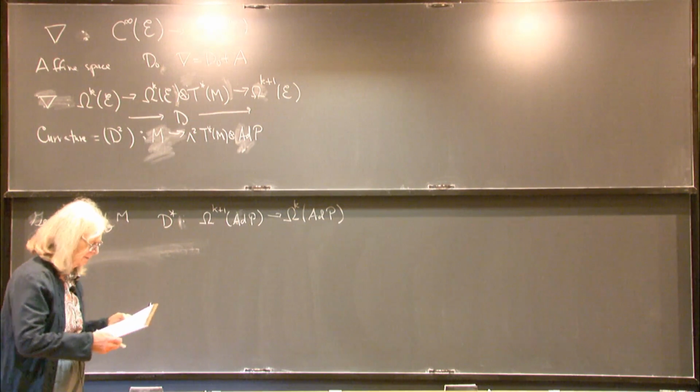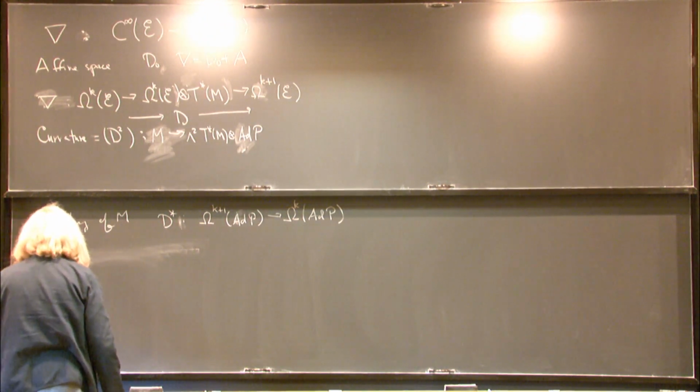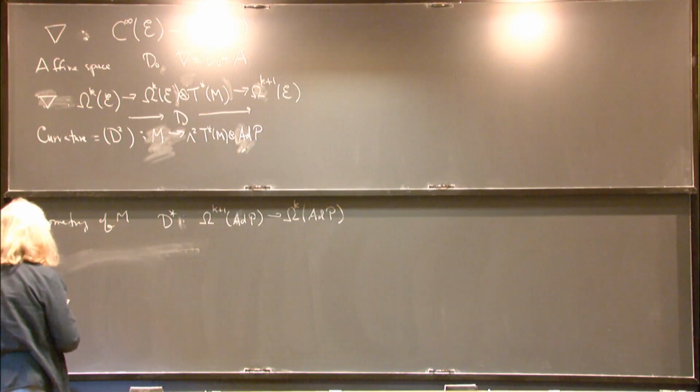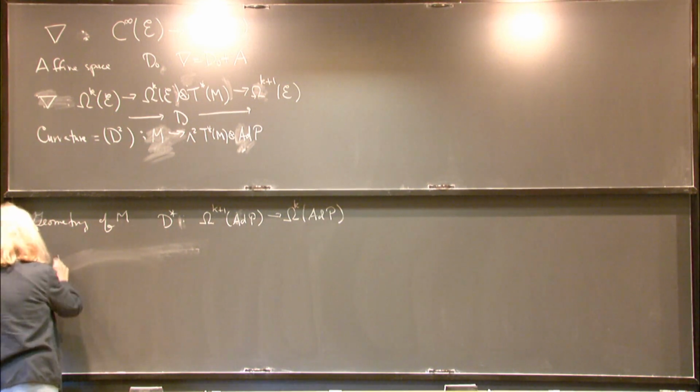Okay, that's okay. Now the important thing that comes from the geometry of M is the Bochner-Weitzenböck formula.